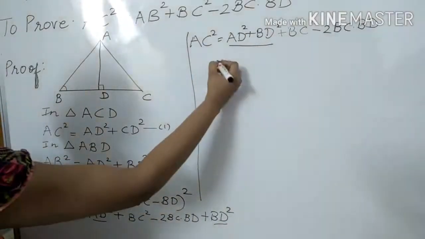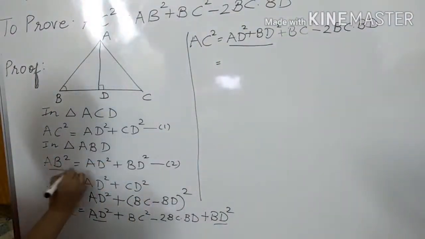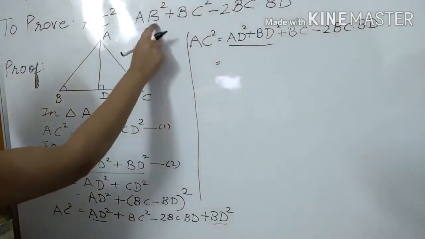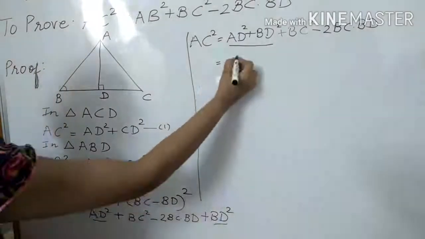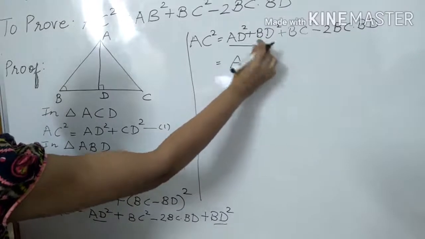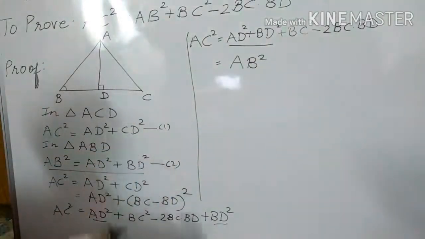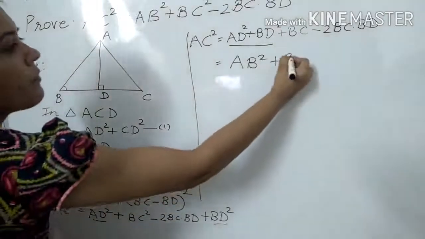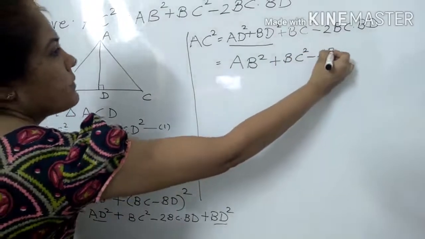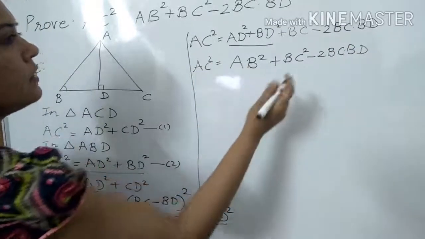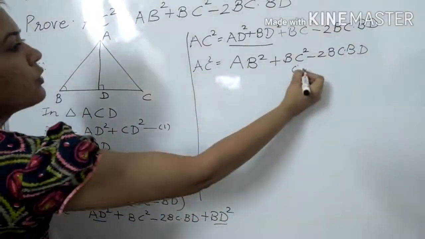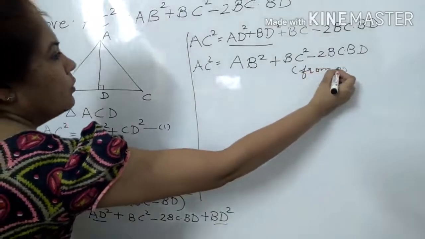Why we are doing so? Because you see result number 2, students, here. In result number 2, AB square is equal to AD square plus BD square. And what we require here? We require AB square in our to prove part. So AD square plus BD square is nothing but AB square from result number 2. Here the other steps, 2BC into BD, are as it is. From where have we written this? From result number 2, so you can write here from 2.